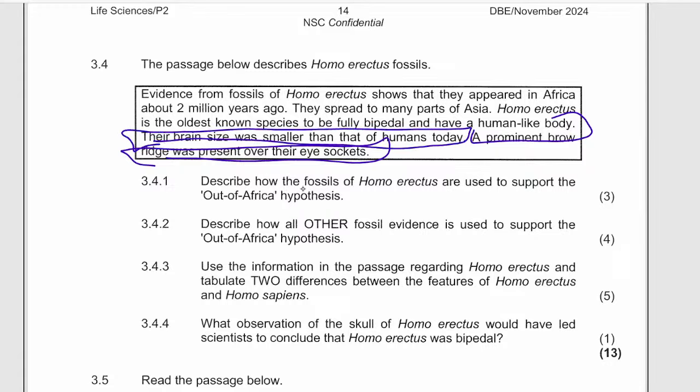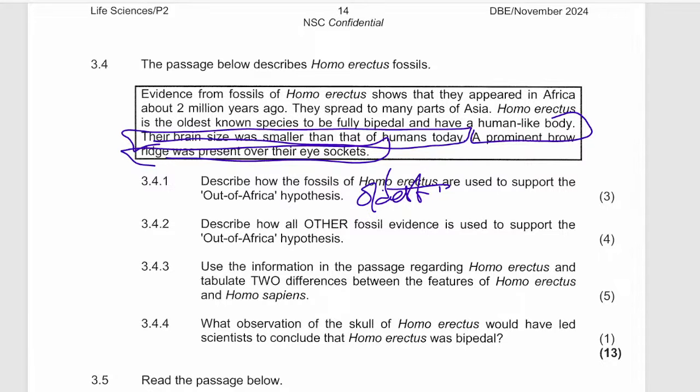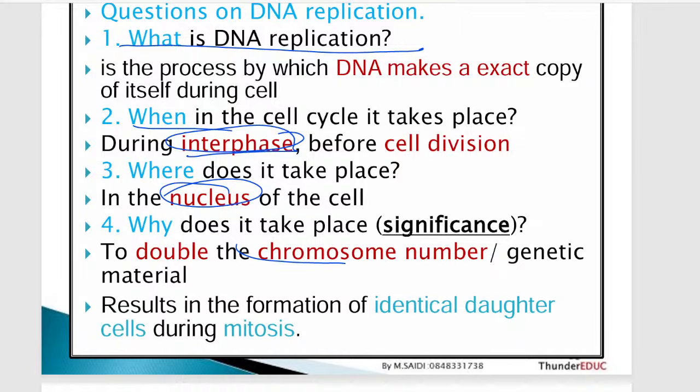They might ask you, describe how the fossils of Homo erectus are used to support the out of Africa hypothesis. Remember, the out of Africa hypothesis says that modern humans originated from Africa and migrated to the rest of the world. So how is this used? You have to tell us that the oldest, that word oldest is a mark, the oldest fossil of Homo erectus was discovered in Africa, which concludes that modern humans originated from Africa and then went to other parts of the world.